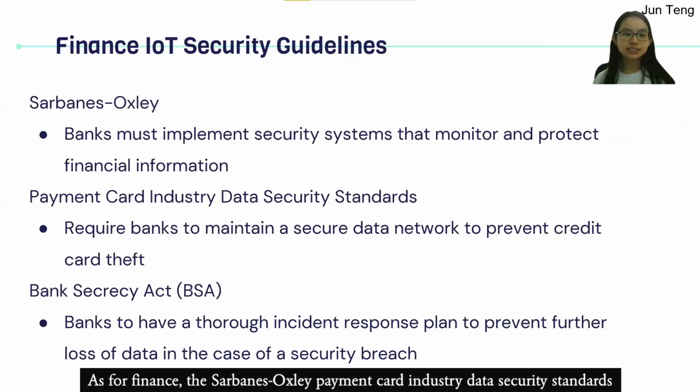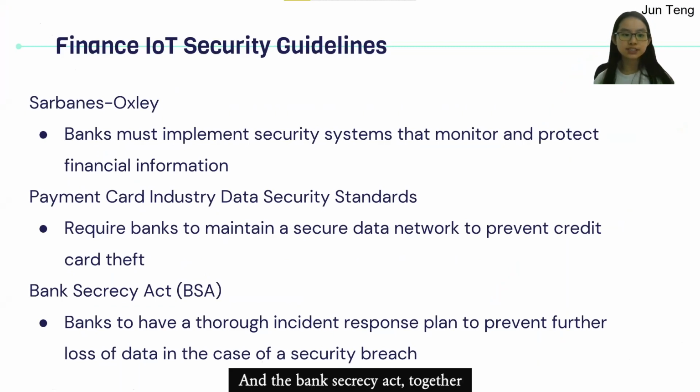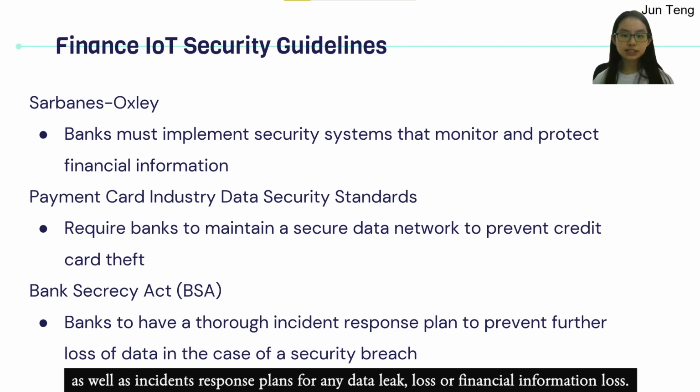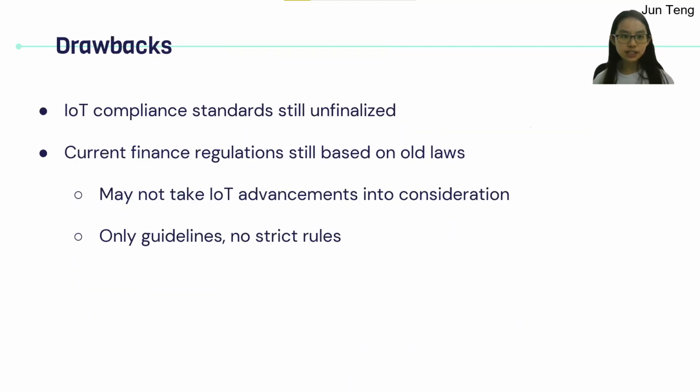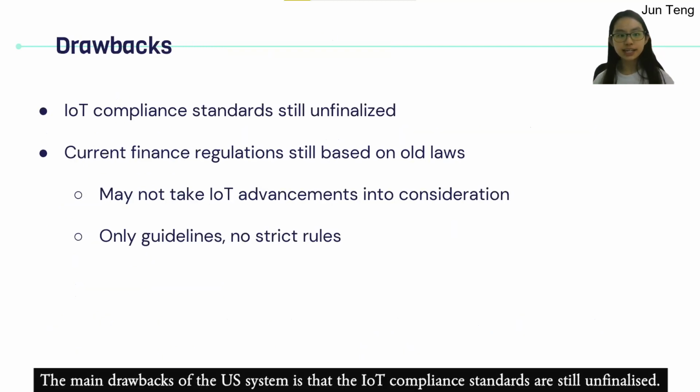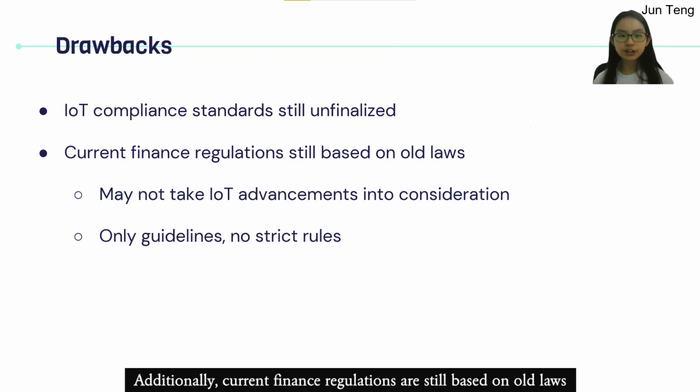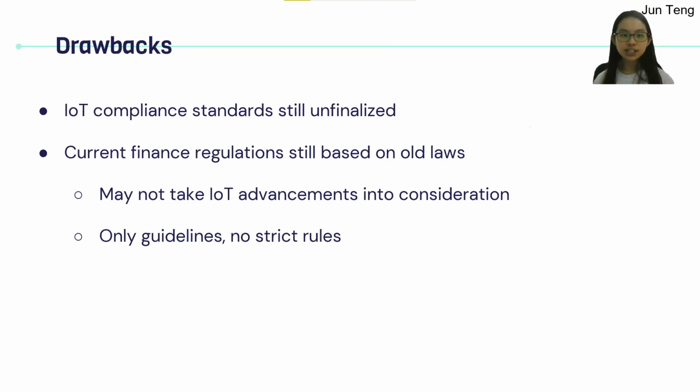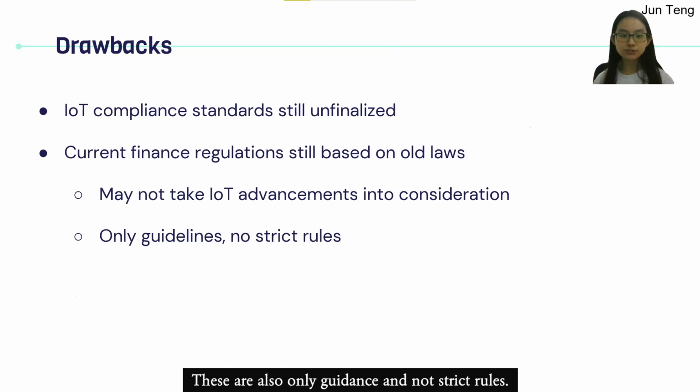As for finance, the Sarbanes-Oxley, Payment Card Industry Data Security Standards and the Bank Secrecy Act together specify that banks must have a security system as well as incident response plans for any data loss or financial information loss. The main drawbacks of the US system is that the IoT compliance standards are still unfinalized. Additionally, current financial regulations are still based on old laws and may not take IoT investments into consideration. These are also only guidelines and not strict rules.